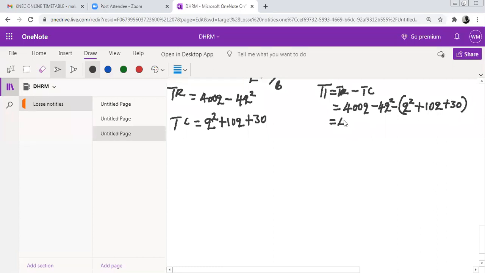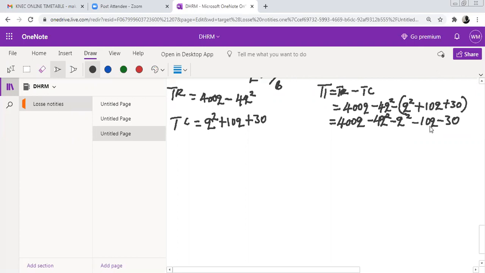So this one will give us 400Q minus 4Q squared, minus Q squared, minus 10Q, minus 30. Always remember that this negative is going to change the signs inside the bracket. From there, we can pick the like terms.